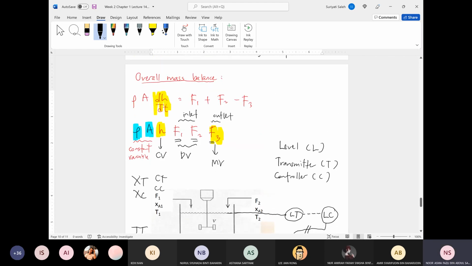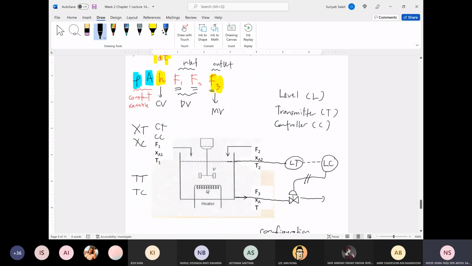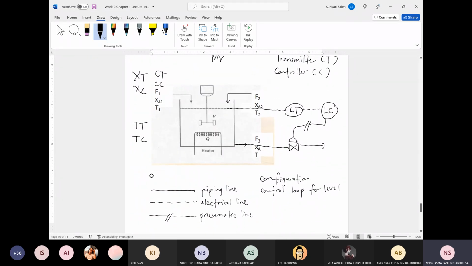So based on this, you take a look at the overall mass balance equation. You list all of the equations. If a variable is constant, you neglect it. You select the CV, the MV, and the DV, where the rule is one CV and one MV, and you can have more than one disturbance. For example, in this case, the CV is H, the MV is F3, and you have two disturbances, F1 and F2. By completing this pairing of CV and MV, you can draw the configuration control loop, where you start from LT, LC, and the valve.